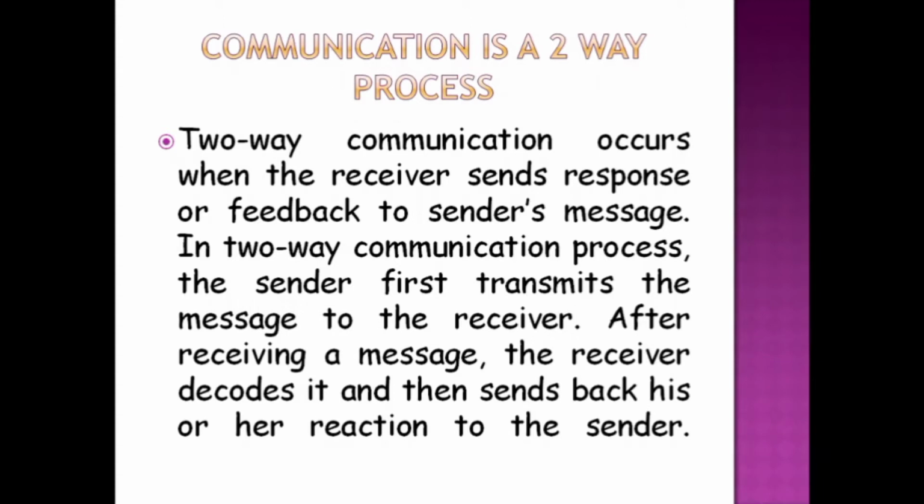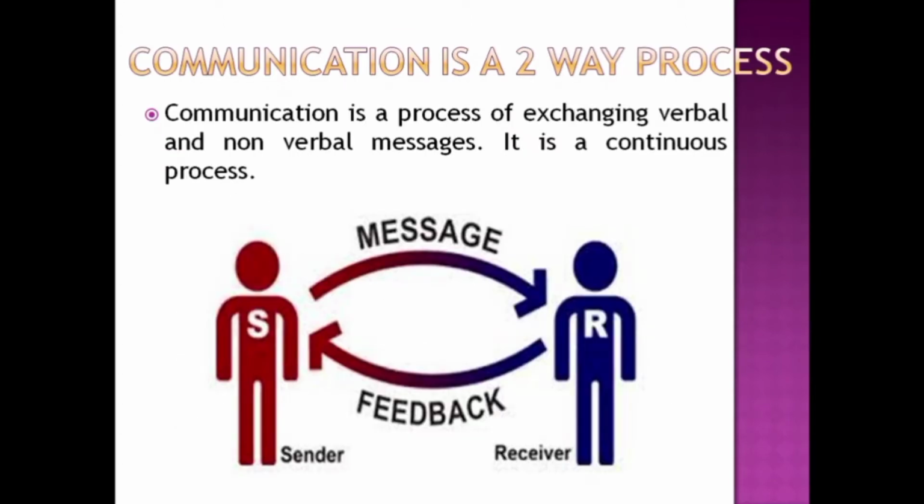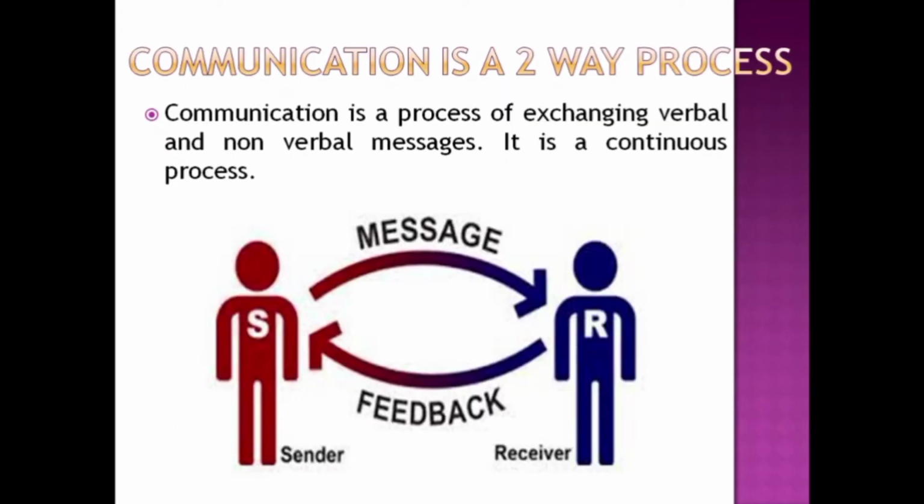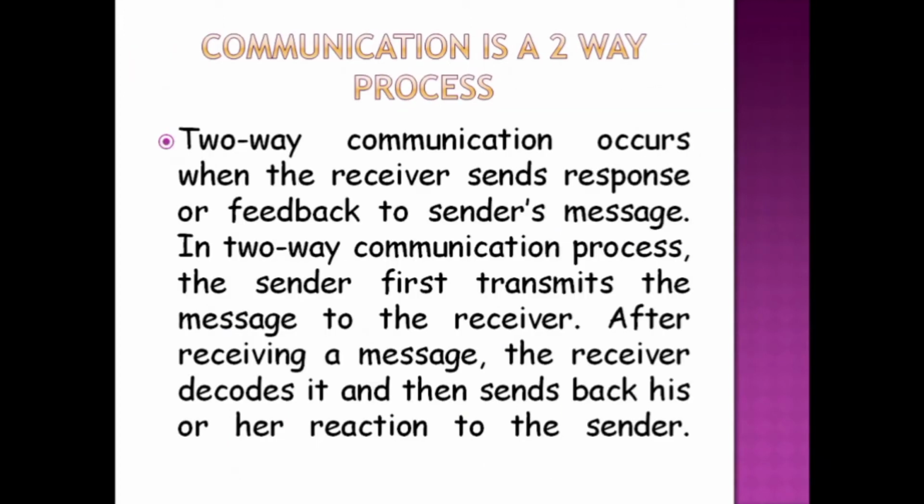In the two-way communication process, the sender first transmits the message to the receiver. Here, as you have seen in the figure, the sender first transmits the message to the receiver. After receiving the message, the receiver decodes it and then sends back his or her reaction to the sender in the form of feedback, like this. So, it also includes an understanding of the message. In this process, one person is the sender and he conveys a message to another person or a group of persons who is the receiver.